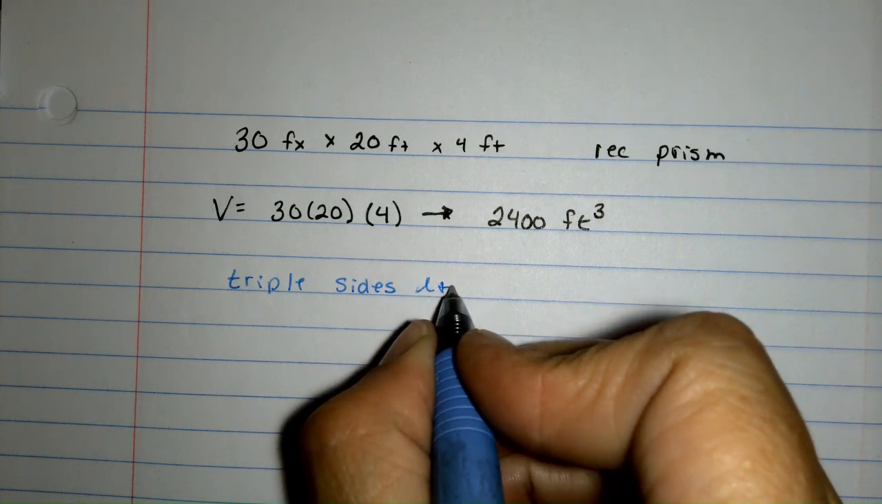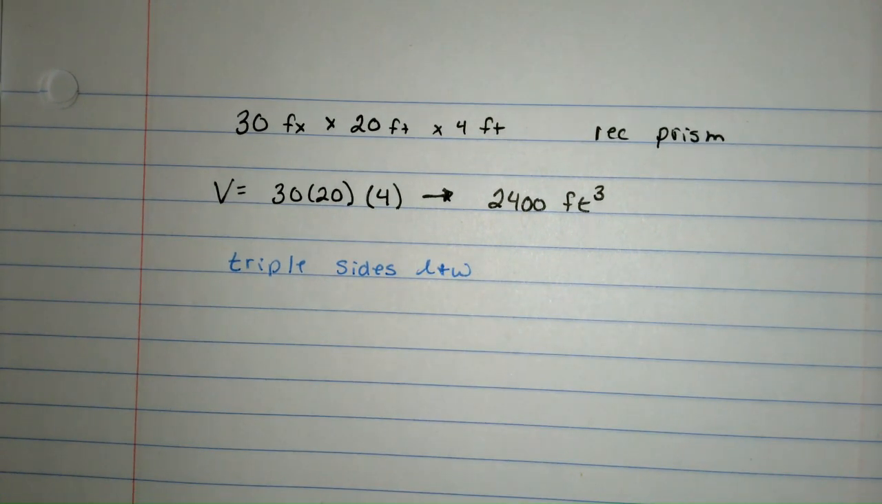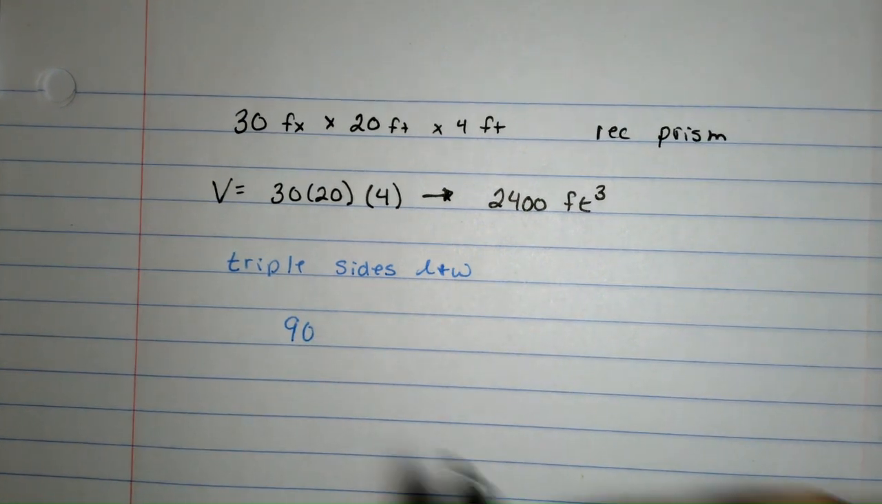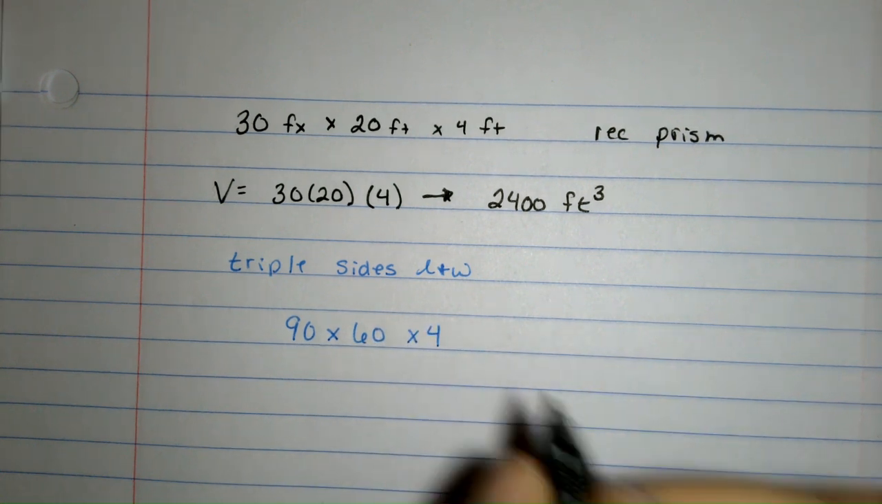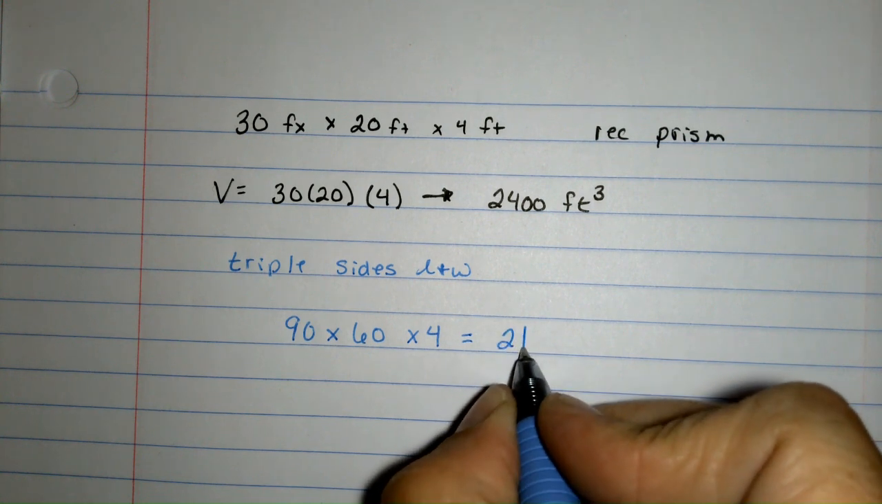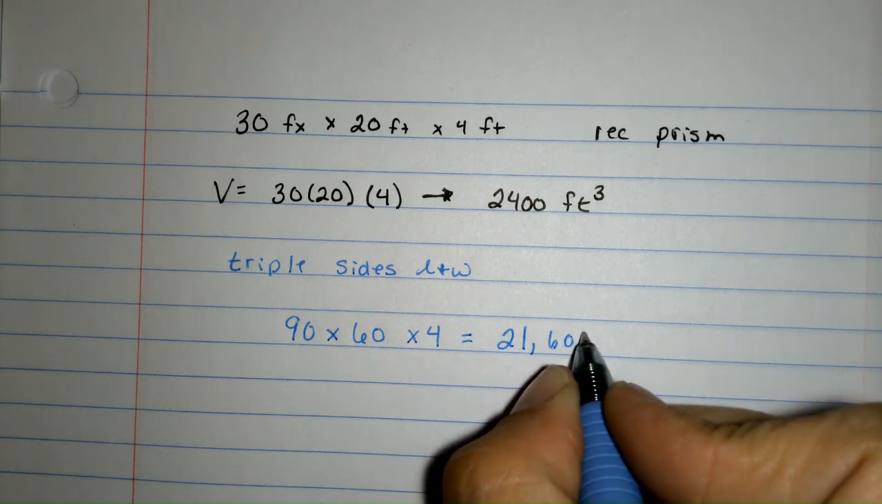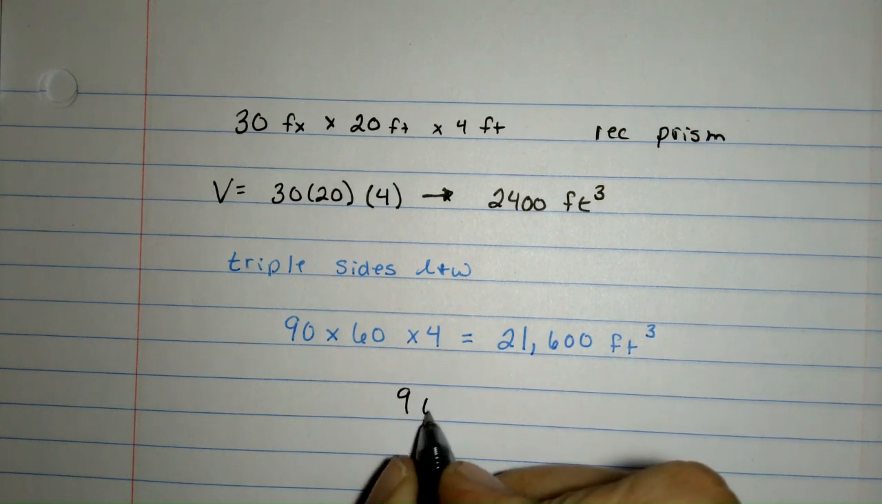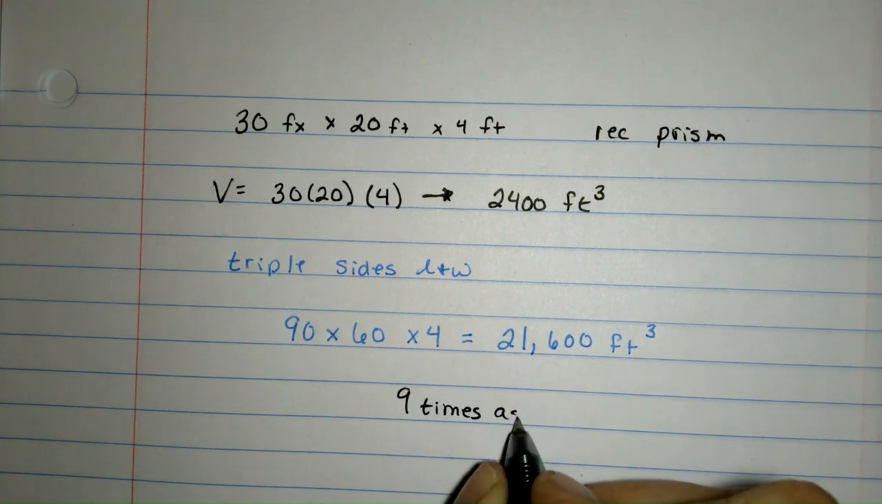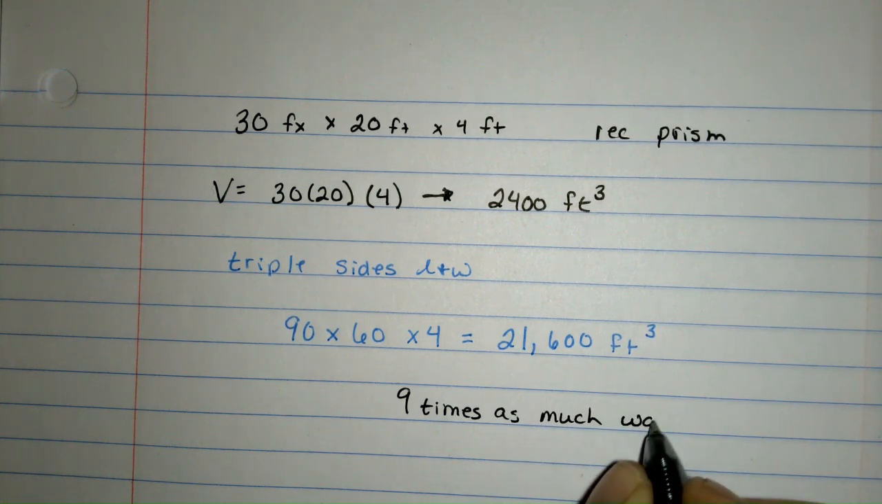I.e. length and width. Okay, so now instead of 30 foot long, it's 90 foot long. Instead of 20 foot wide, it's 60 foot wide, but now it's 4 feet deep. Now you need 21,600 cubic feet of water. That changed. We only tripled the sides, but that is 9 times as much water.